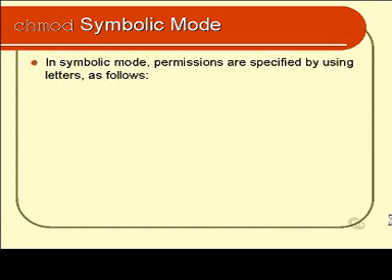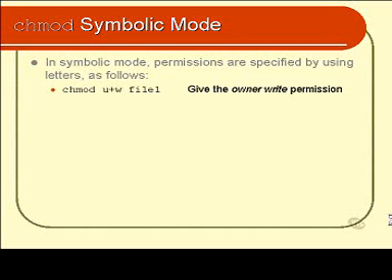Let's look at symbolic mode. In symbolic mode, the permissions that you need to specify are done using letters. As follows, here's some examples. We might type in chmod and then u+w of any given file. Now, u in this case means the owner or the user. u is short for user, but in this case means the owner. The owner, we're going to add w permission. So we're going to add write permission for the owner. So we're going to give ourselves write permission.